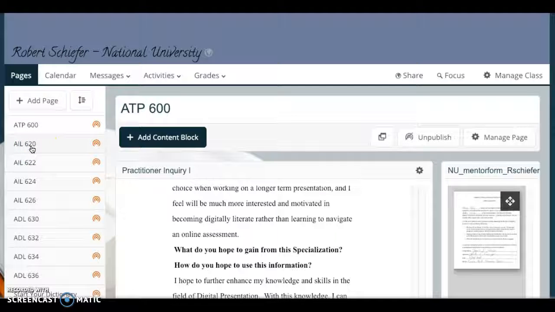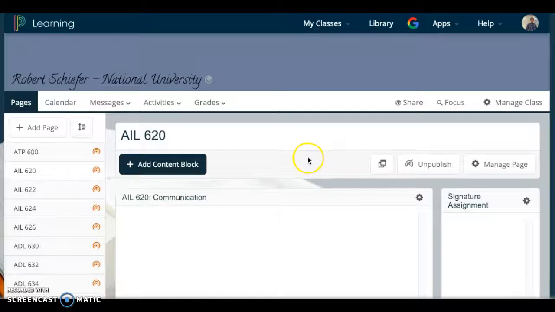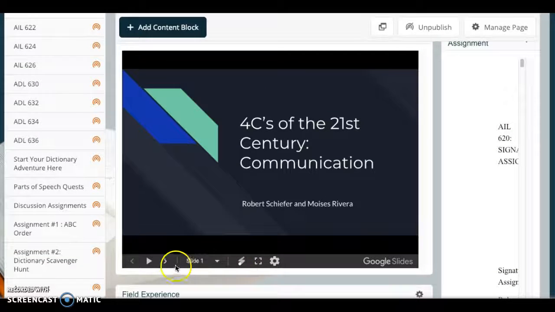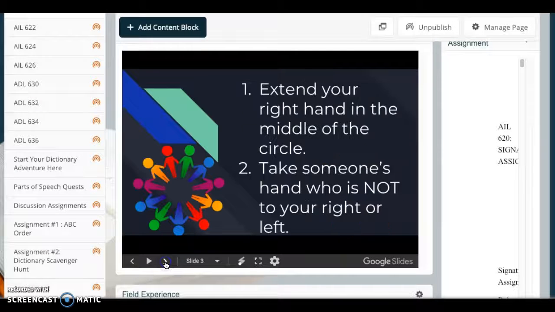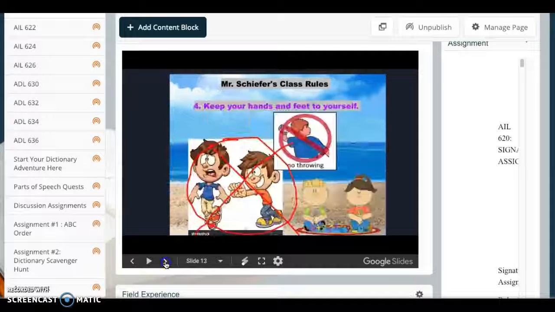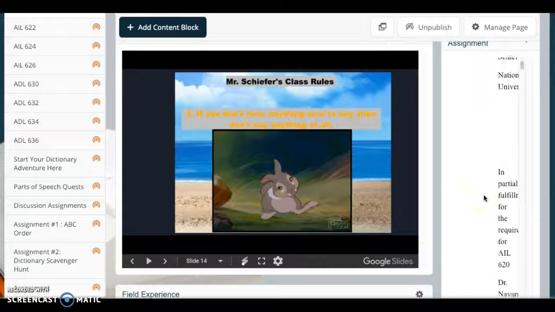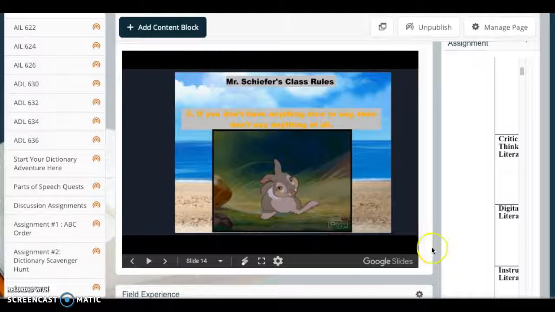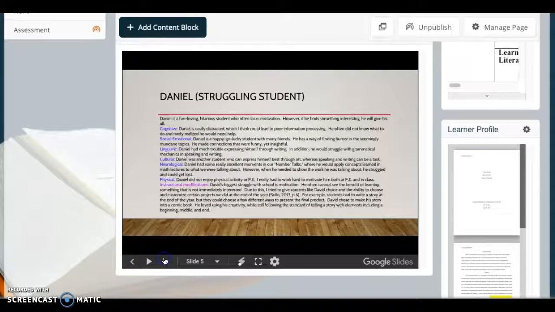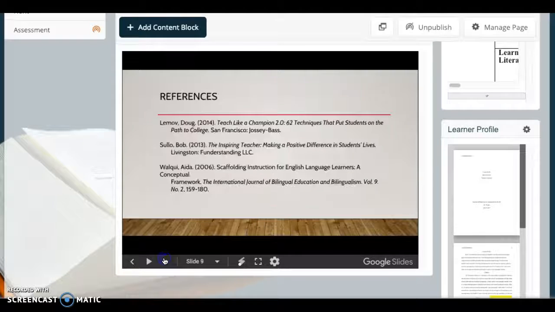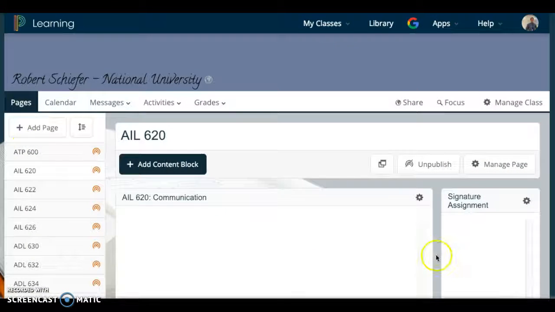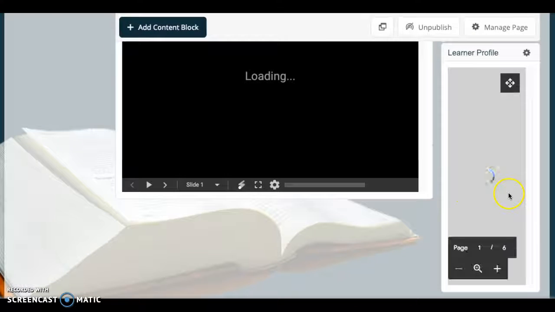The next course that was taken in the program was AIL 620, and as you can see, I have these assignments listed here. A slideshow created by Moises and myself about the 4 C's of 21st century communication. The signature assignment in the far corner on this side. Field experience, that was from the first course that Dr. Navarro taught. And a learner profile page on the bottom corner section right here.